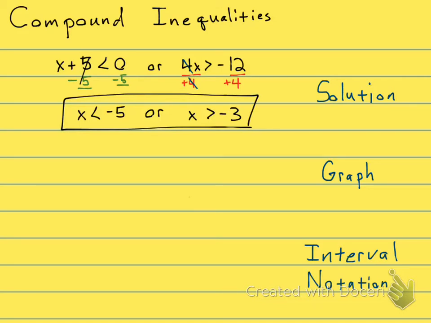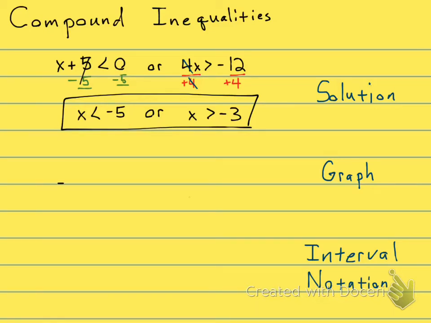x is everything less than negative 5, or x is greater than negative 3. I'm going to take anything in this category, and I'm going to take anything in this category. It could fit this one or this one, and I want it.